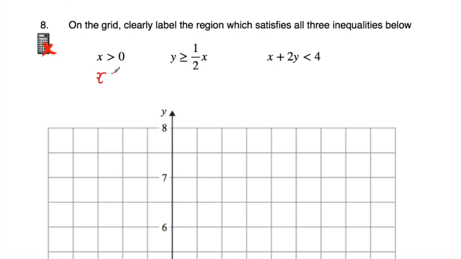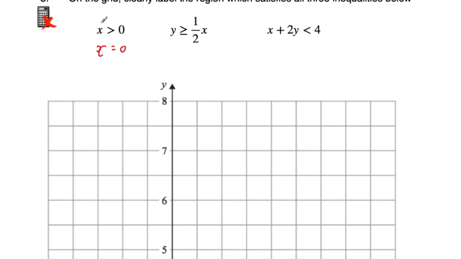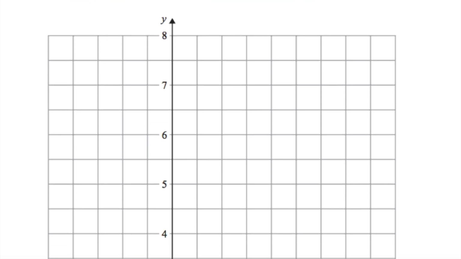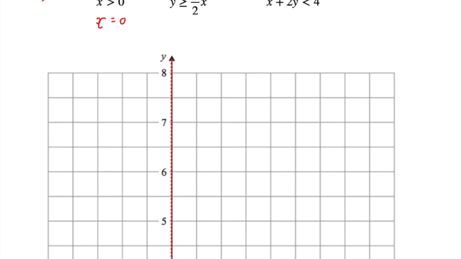So I'm going to draw the graph of x equals 0 to begin with. So x equals 0, that's the line where all the x coordinates are equal to 0. So that's going to be the y-axis. And it is just where x is bigger than 0, so I'm going to do a dashed line on top of the y-axis. So we've just drawn that vertical line that passes through 0 on the x-axis. So that's the line x equals 0.